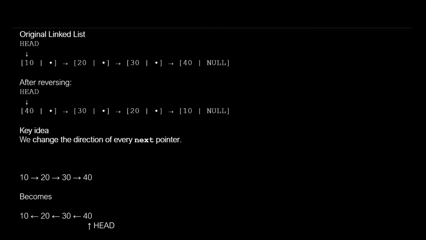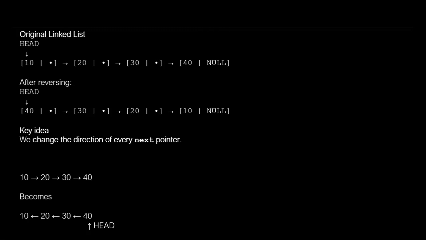So first of all, what do you mean by reverse? Suppose my linked list is 10, 20, 30 and 40. First node is 10, the last node is 40. After reversal, I want something like 40, 30, 20, 10, where 10 points to null and head points to 40. So we are not changing the data inside the node, we are changing the direction of the link. This is the most important point to remember.